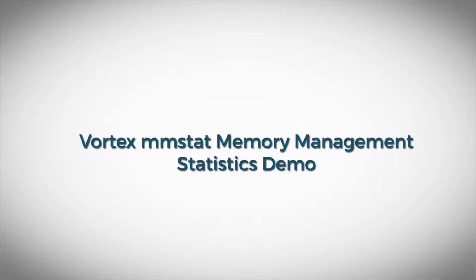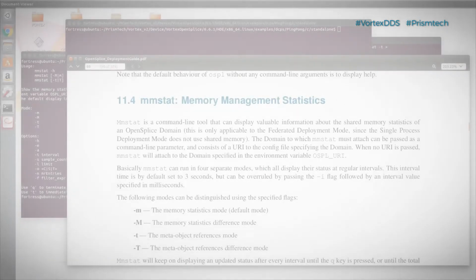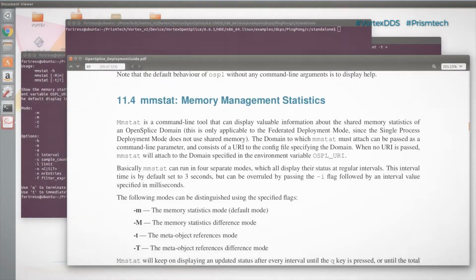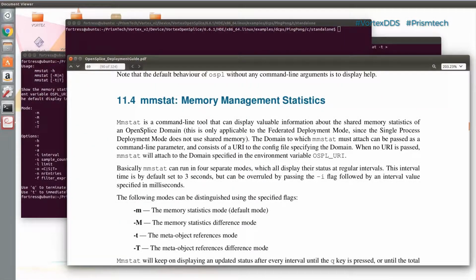Today we'll be focusing on mmstat, the Memory Management Statistics tool. As you can see from section 11.4 of the deployment guide, mmstat is a command line tool that can display information about shared memory statistics in an OpenSplice domain.